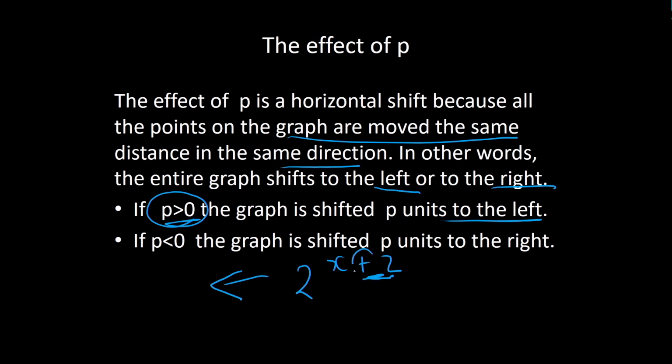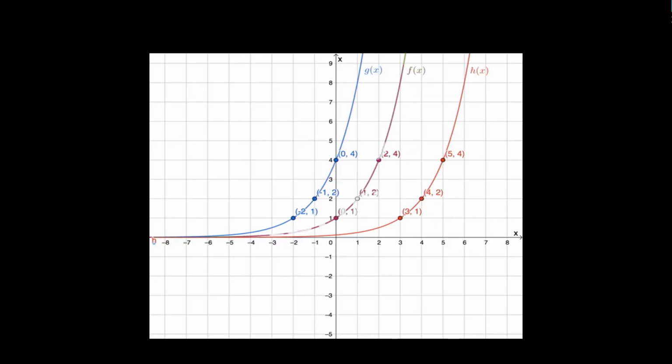So even though this is a positive 2, the graph moves 2 units to the left, and when you substitute values for x here, you understand why the graph is actually moving to the left and not to the right. If p is negative, so say we have 2 to the power x minus 2, the graph will move in the opposite direction. The graph now moves to the right, so it moves away from the negative numbers. So let's have a look at what that looks like.